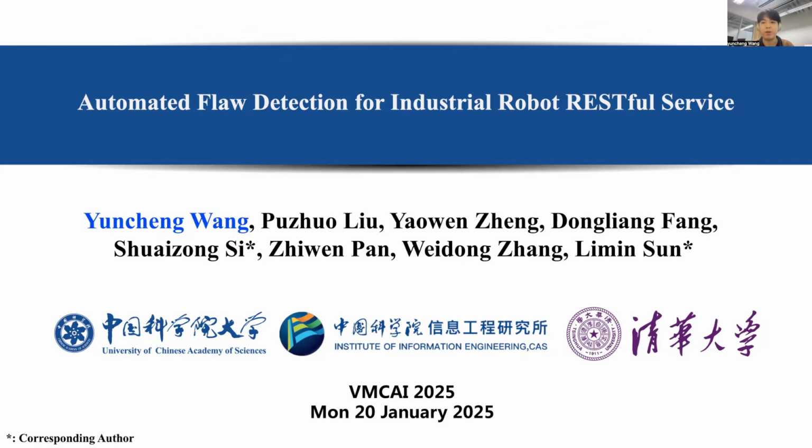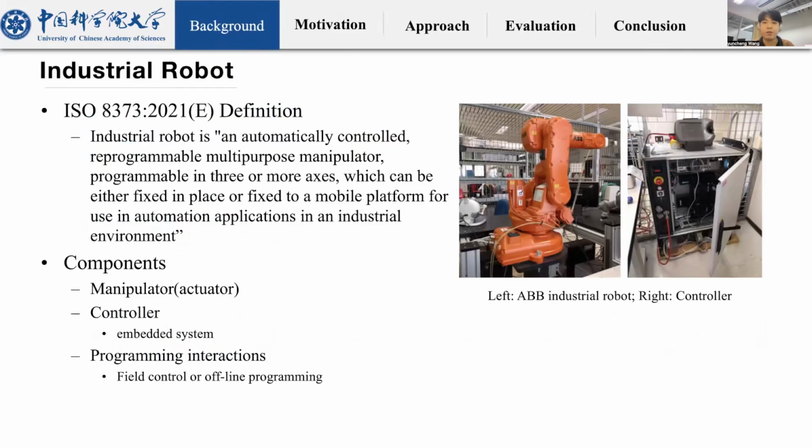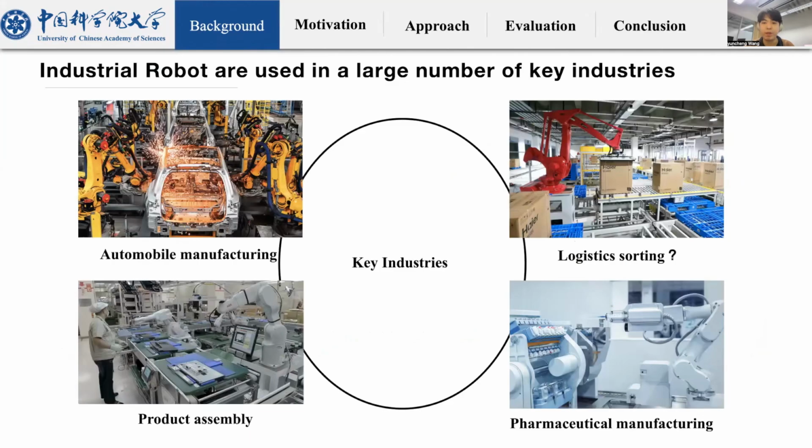Our work is automated flaw detection for industrial robot REST service. Industrial robots are mainly composed of three parts. The first is a manipulator, such as the orange machine on the left of the right image. Then there is a controller, which is an embedded device. Finally, the programming interaction part is used for field control or offline programming.